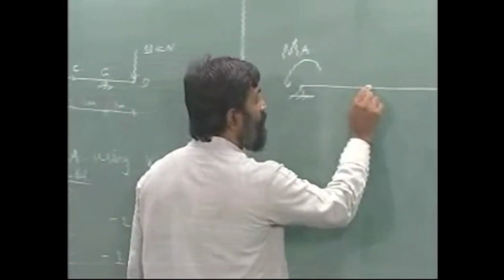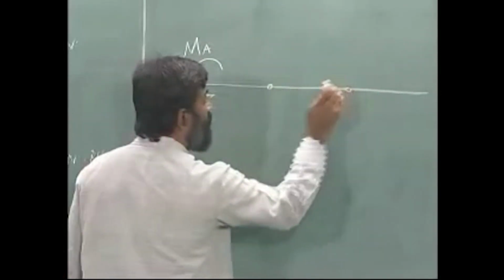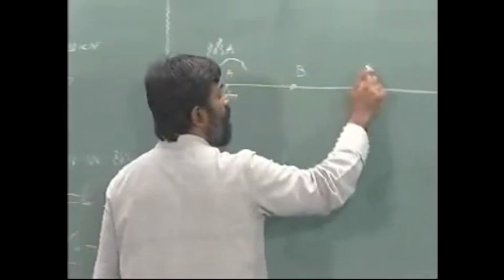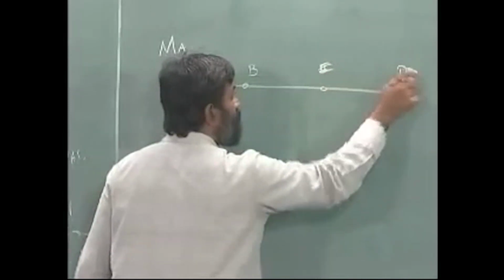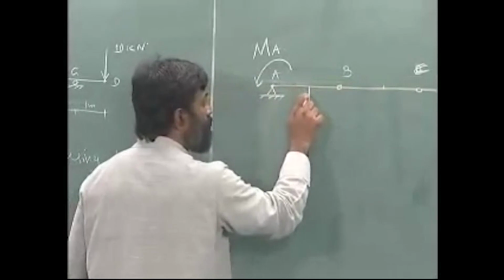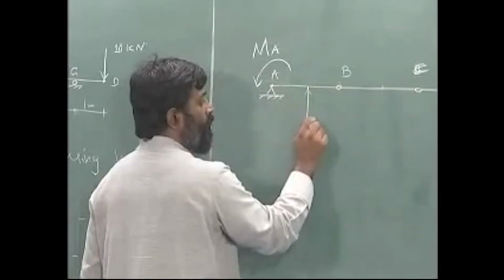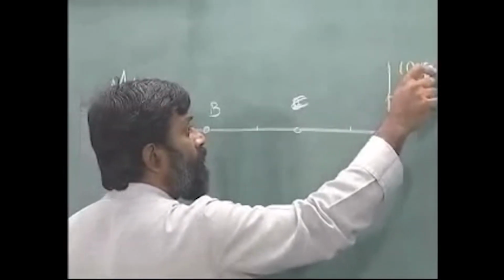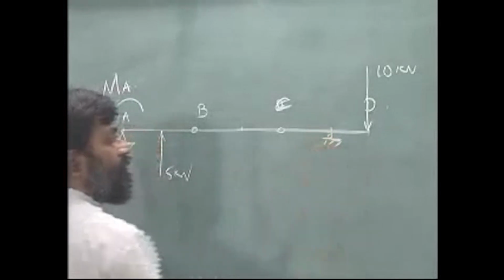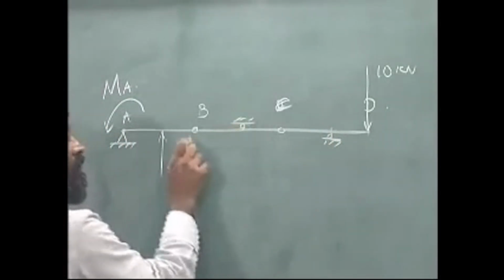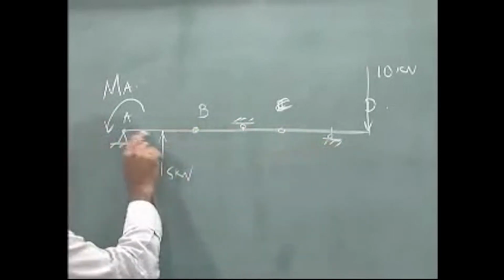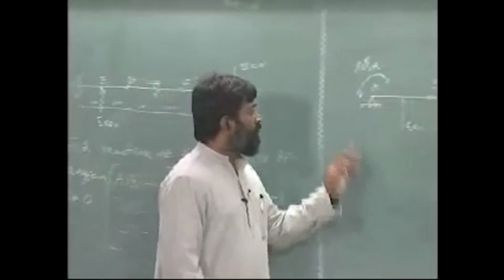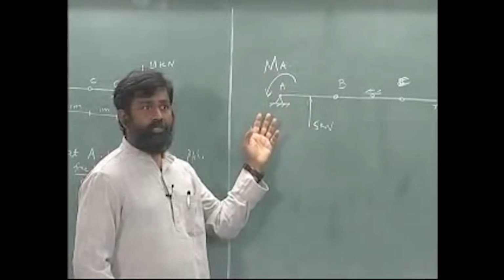Okay. So, in this particular case, let me just denote the points. I have a 5 kilonewton force acting here, 10 kilonewton acting here. This cannot move, this cannot move, these two are pinned with each other. So AB, BC and CD are pinned with each other. We already saw that in the previous example. Now, in order to find this out, what should I do?